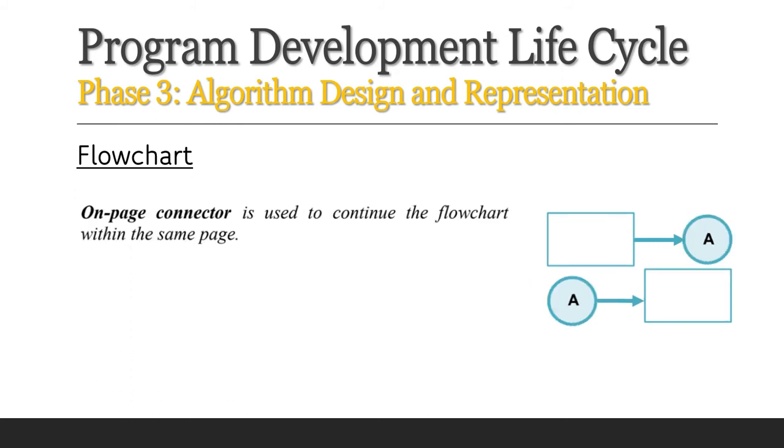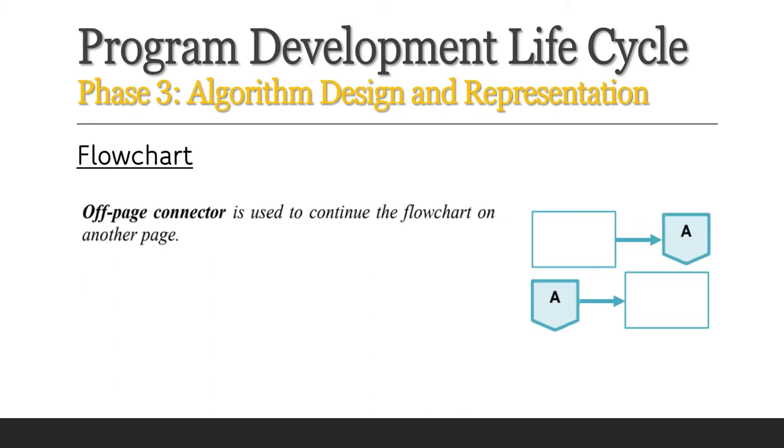A flowchart will show the flow of your data in a linear pattern. If the flowchart is not yet finished and you have to continue within the same page, you could use the on-page connector and just continue the flowchart in another column. But if you would continue your flowchart on the next page, you use the off-page connector just to continue the flow of your data.